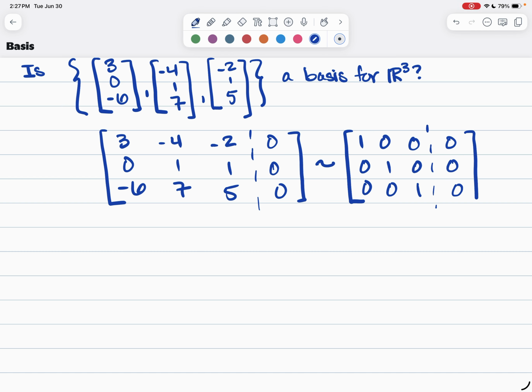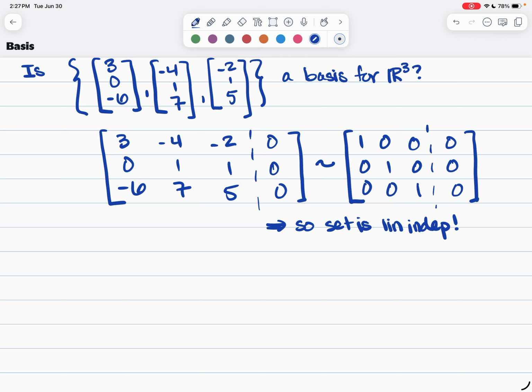So there is only one solution, and the solution is the trivial solution, x equals 0, y equals 0, z equals 0. So the set is linearly independent. And that's one thing we need to check.